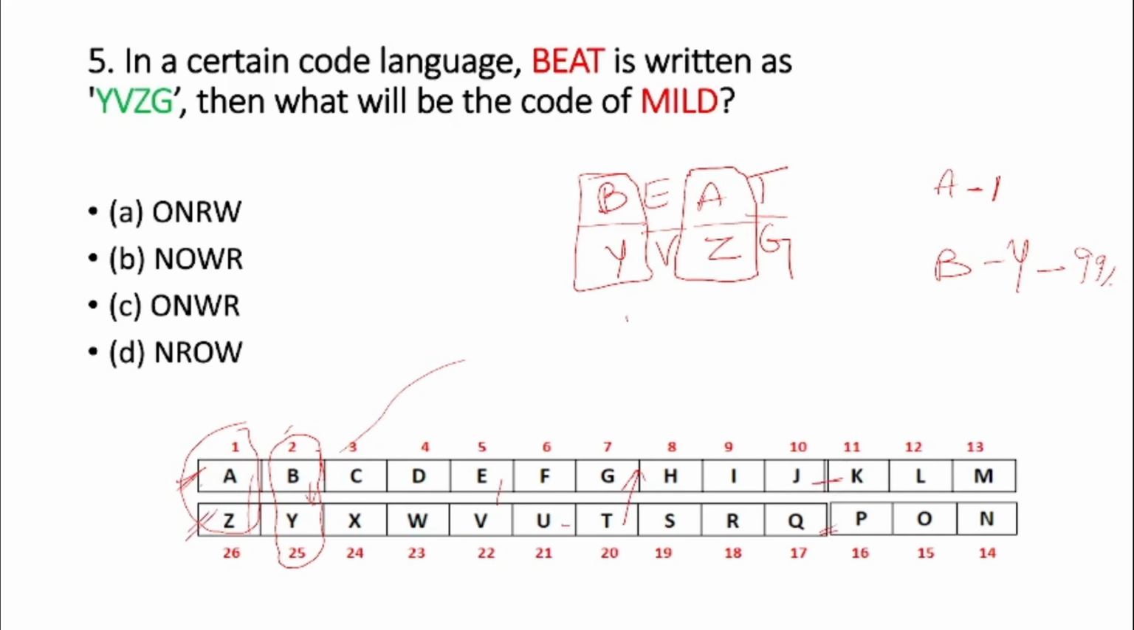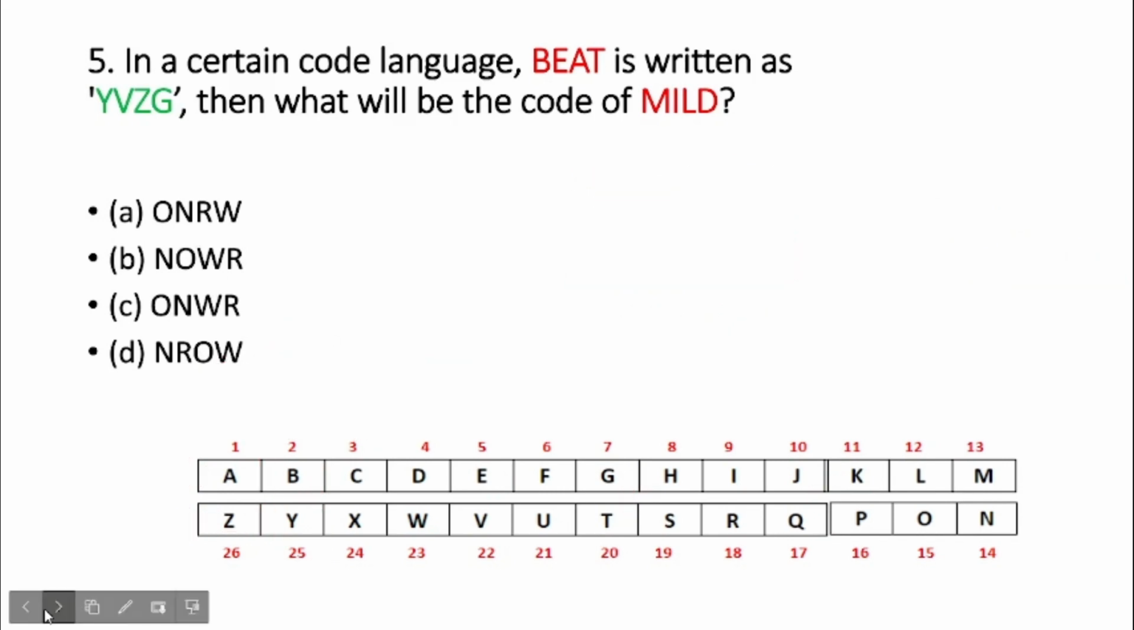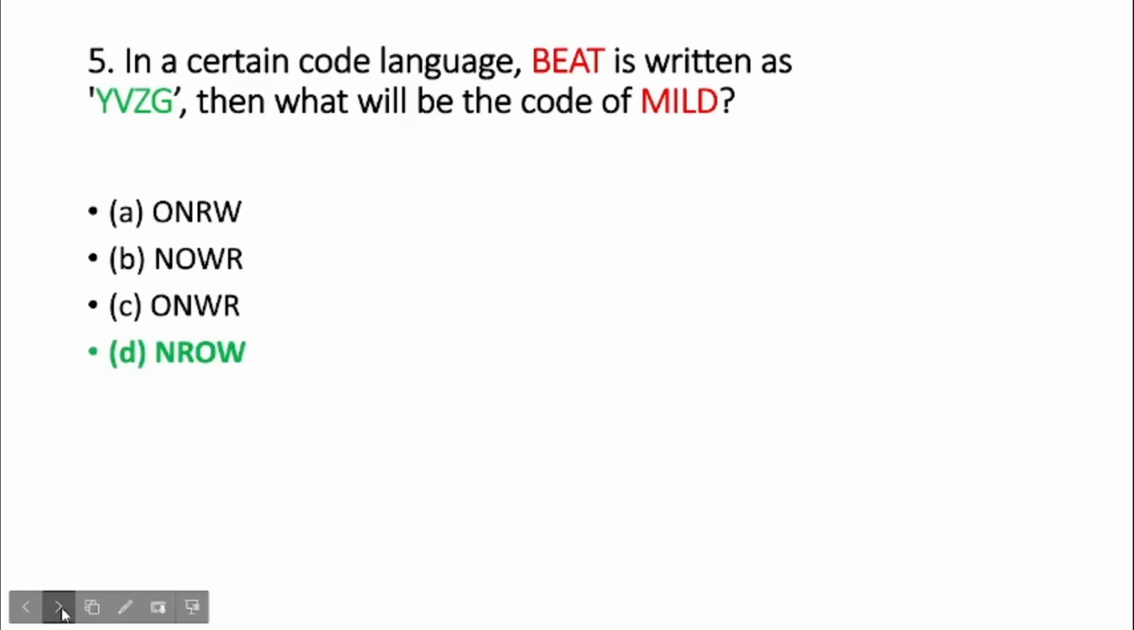So the given word is mild. What is opposite to M? It's N. Opposite to I is R. Opposite to L is O, and opposite to D is W. So that would be NROW. So D is the answer. Yes, D is the answer.